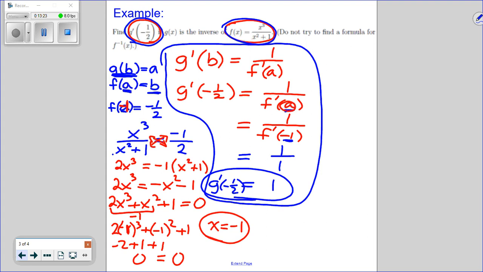Okay, so that is how you find the derivative of an inverse function without actually finding the inverse function.